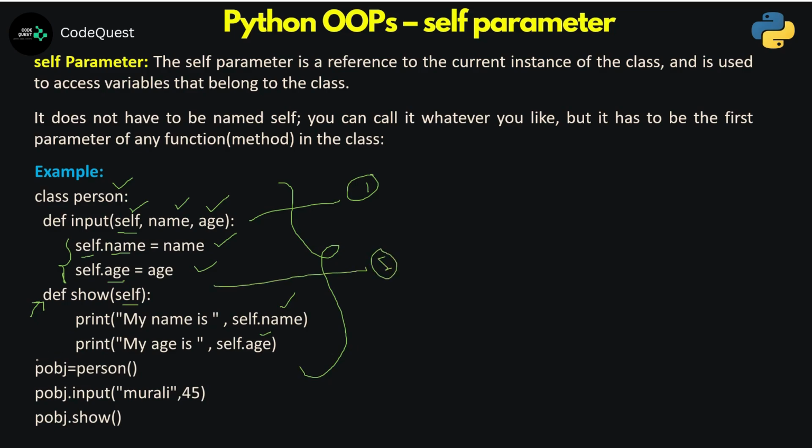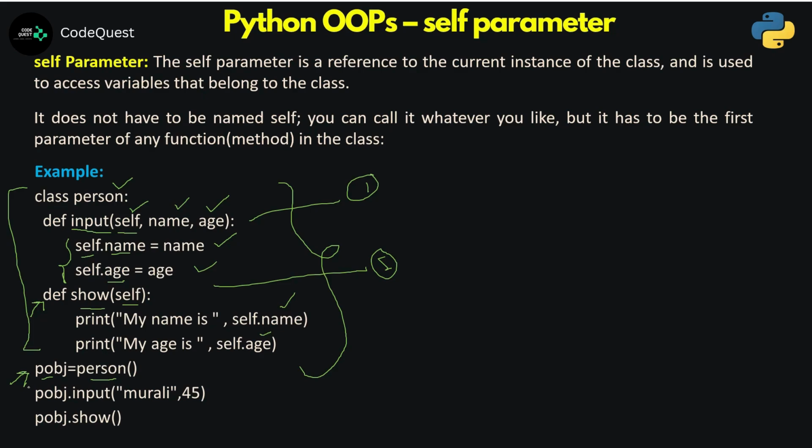Now, what we have done next, because we know that only by writing simply a class along with the variables and methods is not going to be enough. You have to create the object of that class, and this is the line where we are creating the object of this class. So pobj is nothing but the object of this person class. Now using this object, I'm allowed to call this input method as well as this show method.